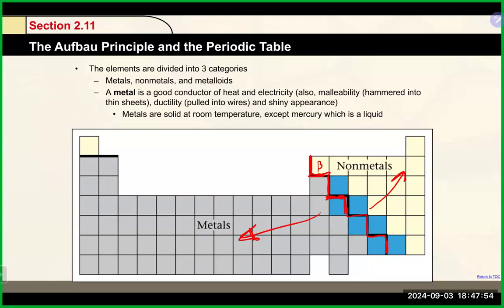Metals are good conductors of heat and electricity. They typically have a shiny appearance. They can be pulled into wires. Pretty much most metals are solid at room temperature. The one exception is mercury, which is why mercury a lot of times is a different color on periodic tables. Hg is kind of bluish on most periodic tables. It is actually a liquid under standard conditions.